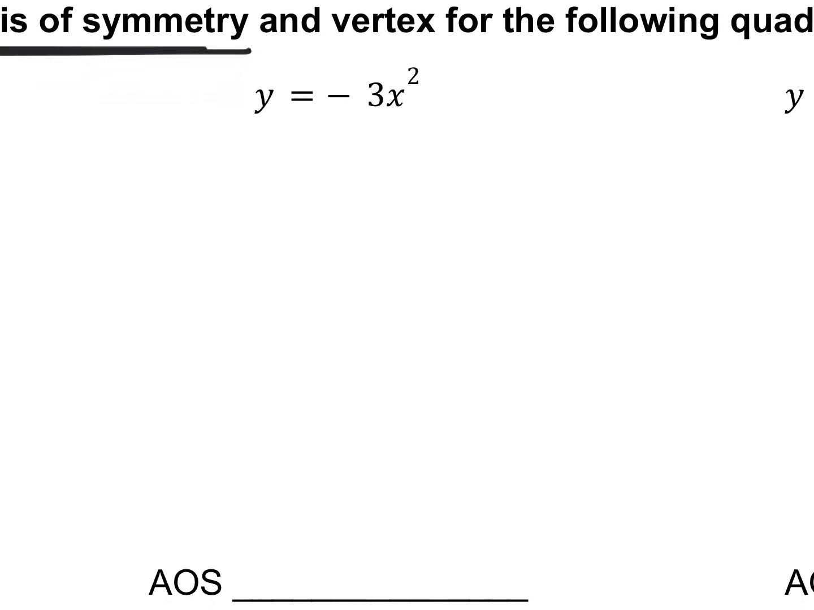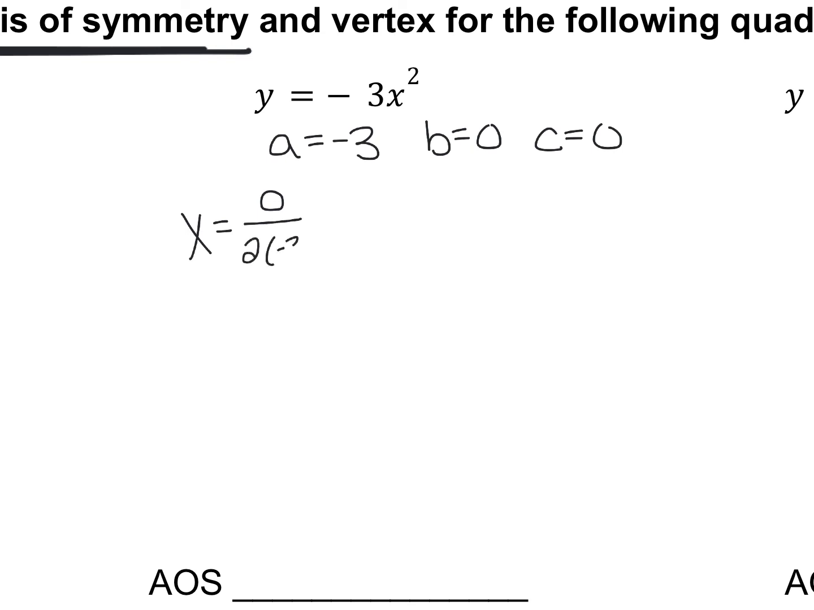Okay. When I go ahead and list out my A, B, and C, my A is negative 3. Okay. But I don't have a B and I don't have a C. In that case, we're going to put zeros. And that's okay. Using that same formula for my axis of symmetry, I have x equals the opposite of B, which is 0, over 2 times A.